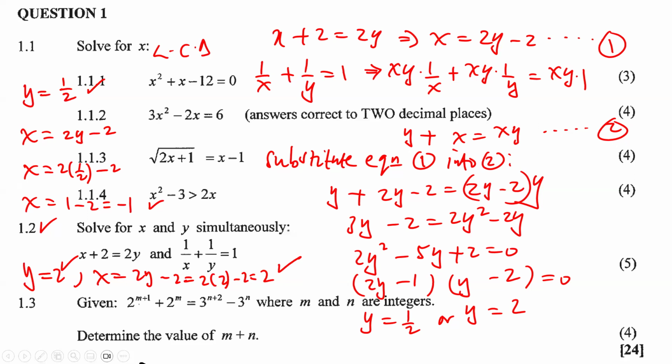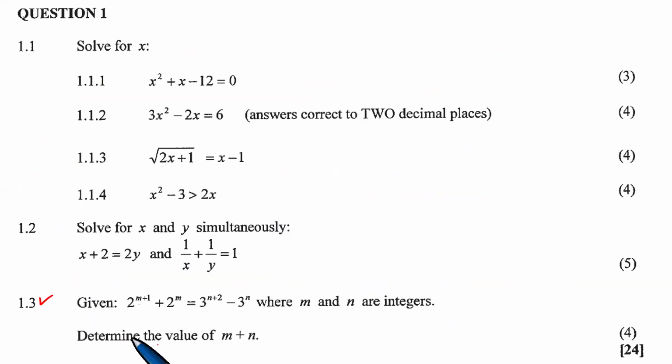So whenever our y is 2, our x is 2. And this is the answer. This is a solution to this multi-test equation 1.2. Next question. Next, let's look at 1.3. In 1.3, we're given an exponential equation where m and n are integers, and we must determine the value of m plus n.